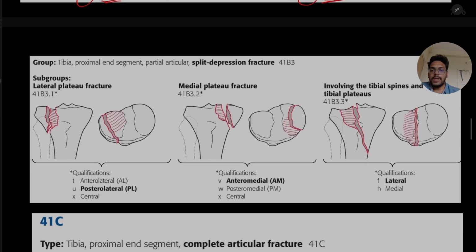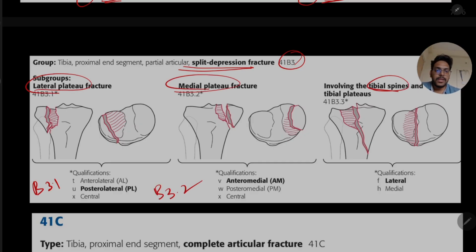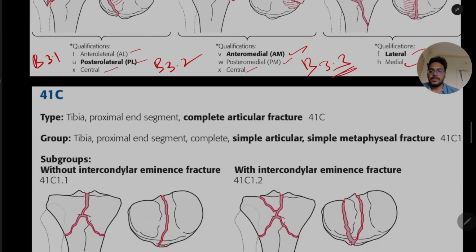Then the split with depression is B3. B3.1 is again lateral plateau. B3.2 is medial plateau, and if it is involving the tibial spine with the depression and split, it is 3.3. Again similarly, TUX for anterolateral, posterolateral and central, VWX for anteromedial, posteromedial and central, F for lateral and H for medial. This is split with depression.